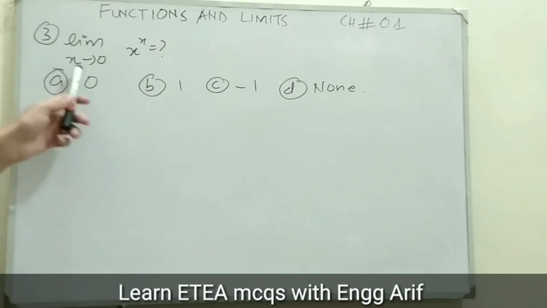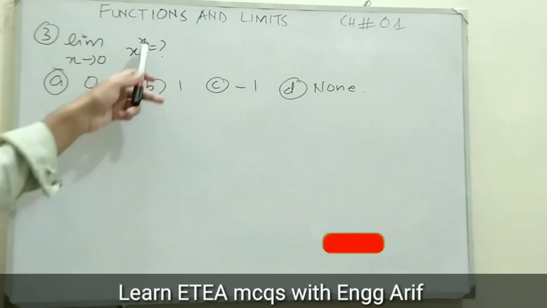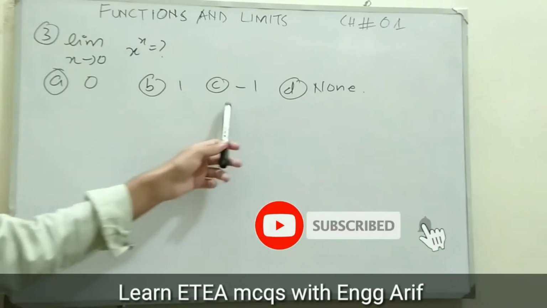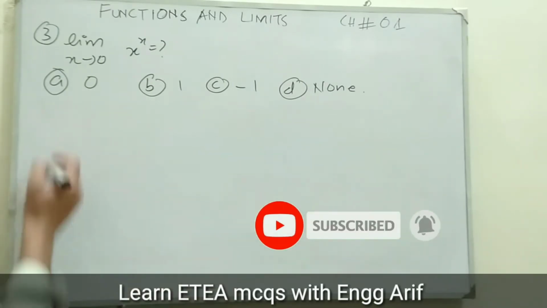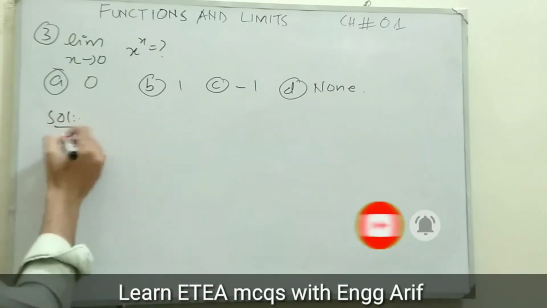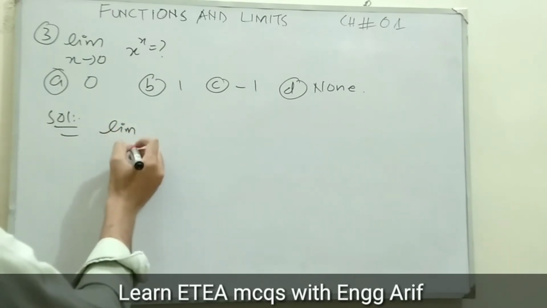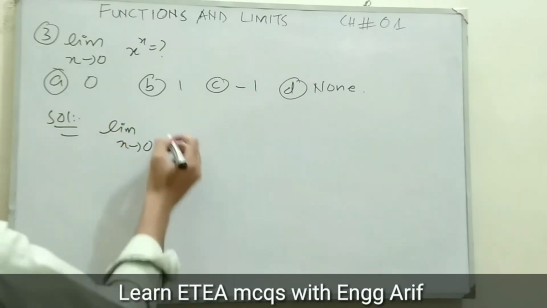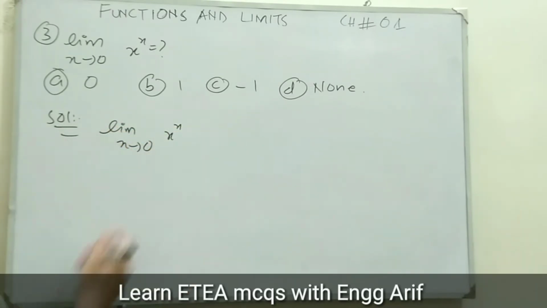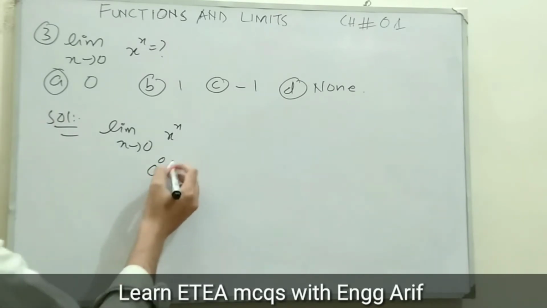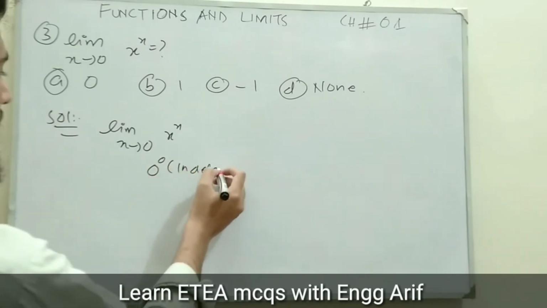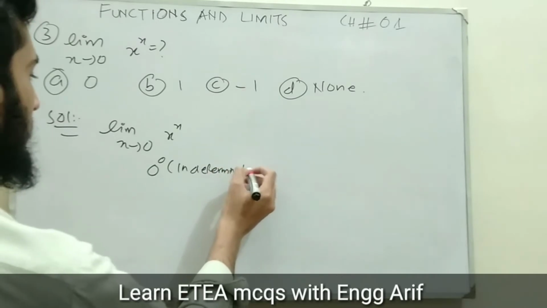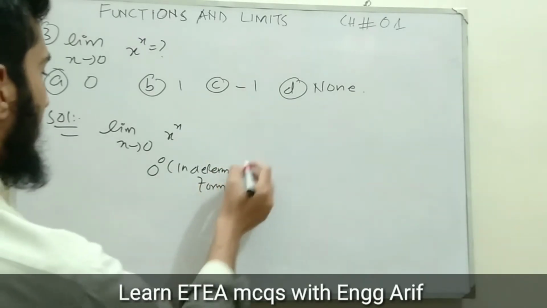It tells that limit x approaches 0, find the value of x power x. First option is 0, second is 1, C is minus 1 and D is none. So move towards the solution. We have limit x approaches 0 of x power x. By applying the limit, it will give us 0 power 0, which is again an indeterminate form. So how can we solve this type of problem?